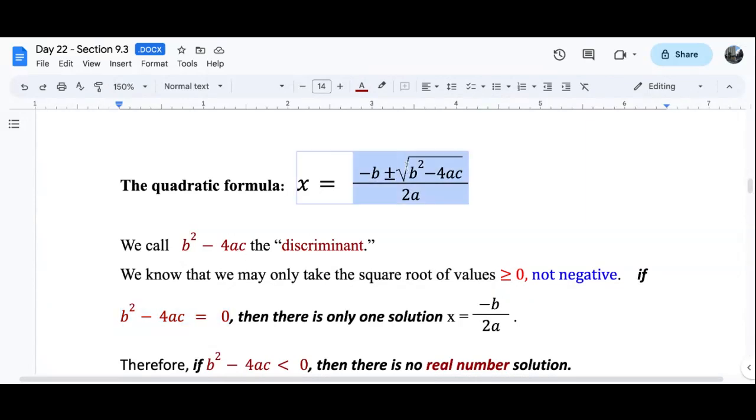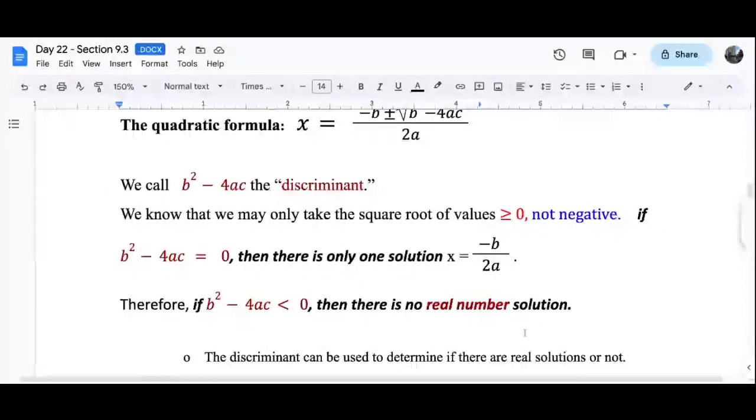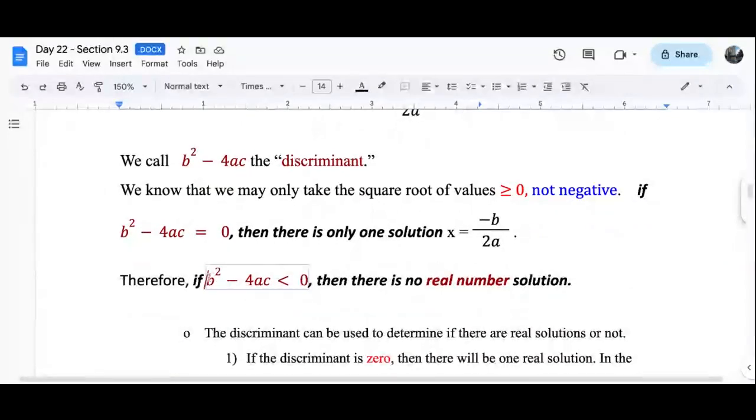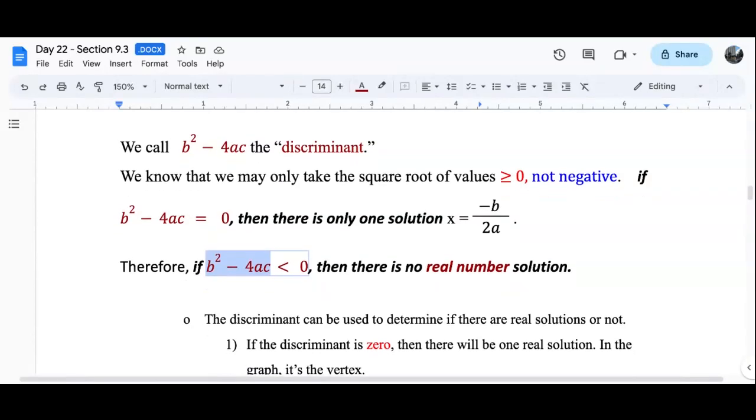Imagine this, you see. If this is 0, we're just left with negative b over 2a. Actually, that's the x value of the vertex, right? The vertex of the graph of the parabola. And if the discriminant is a negative number, there's no real number solution, but complex. But we're not covering complex numbers in this course. Okay, you're going to learn in the future.